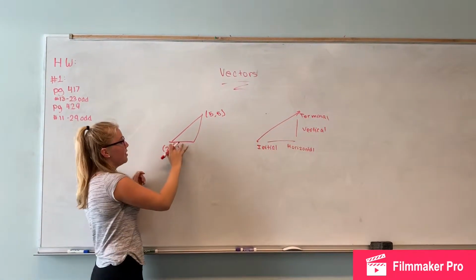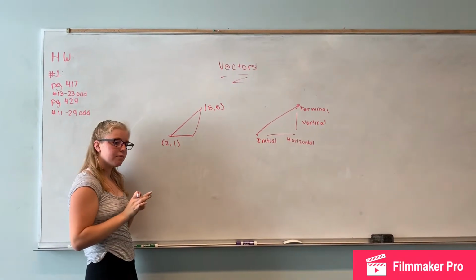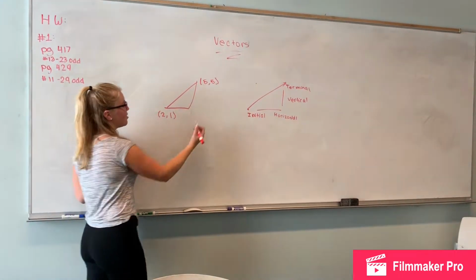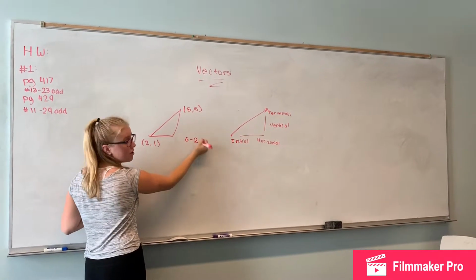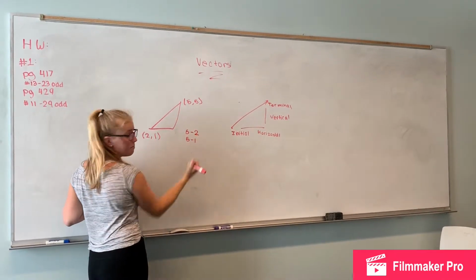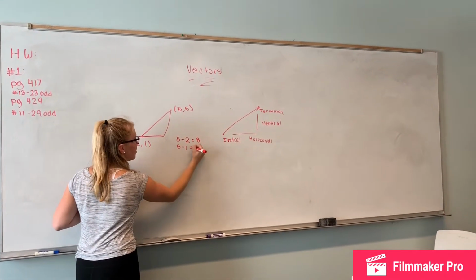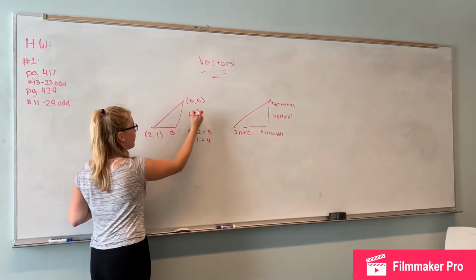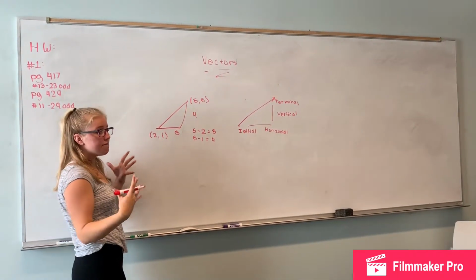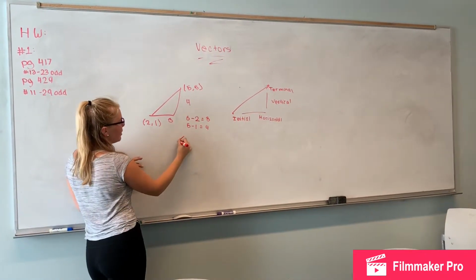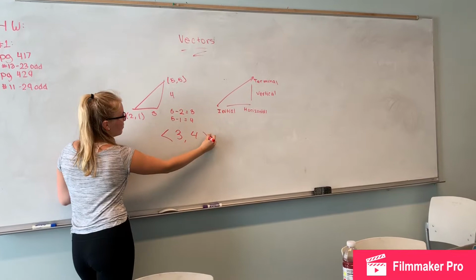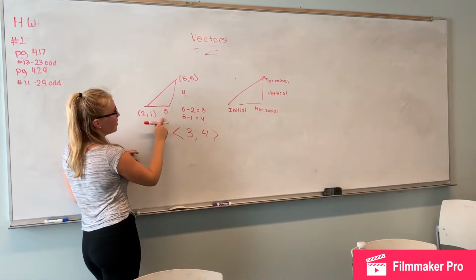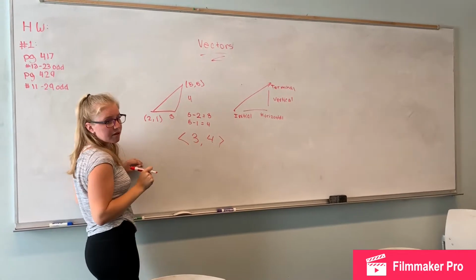Now, to find these components, how do you think we identify them? Well, maybe we could take the x and y value of the initial point and subtract it from the x and y of the terminal point. Correct. So we're going to subtract 2 from 5 and 1 from 5. That'll give us 3 and 4. This can also be written in component form, which will be <3, 4>, because that is the horizontal component and the vertical component.